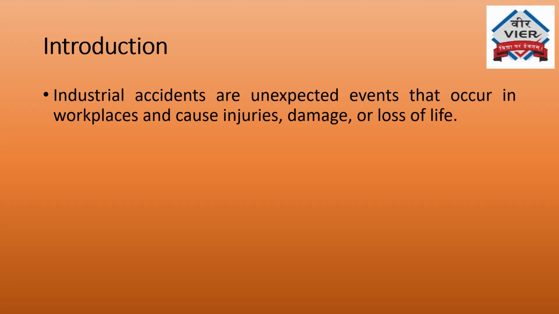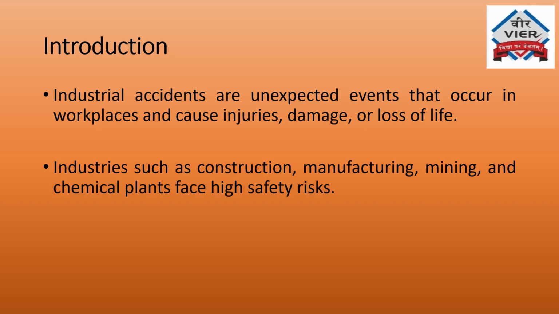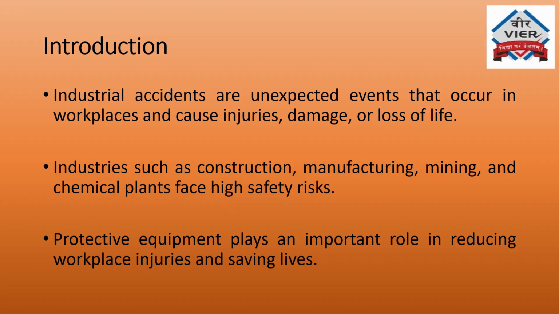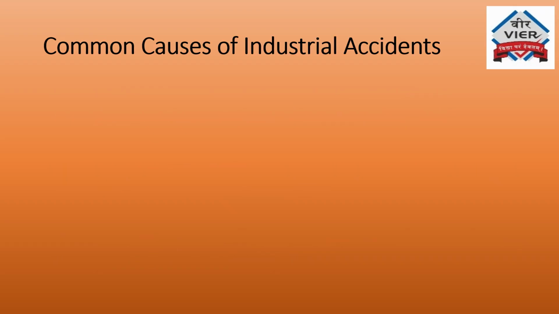Introduction. Industrial accidents are unexpected events that occur in workplaces and cause injuries, damage, or loss of life. Industries such as construction, manufacturing, mining, and chemical plants face high safety risks. So protective equipment plays an important role in reducing these workplace injuries and saving lives.